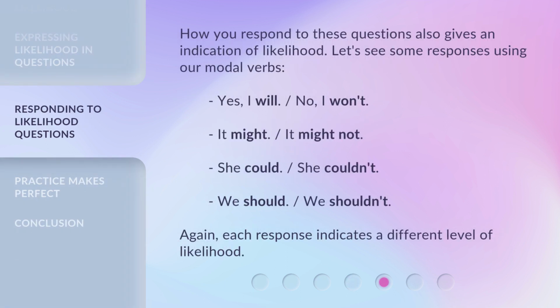How you respond to these questions also gives an indication of likelihood. Let's see some responses using our modal verbs. Yes, I will. No, I won't. It might. It might not. She could. She couldn't. We should. We shouldn't. Again, each response indicates a different level of likelihood.